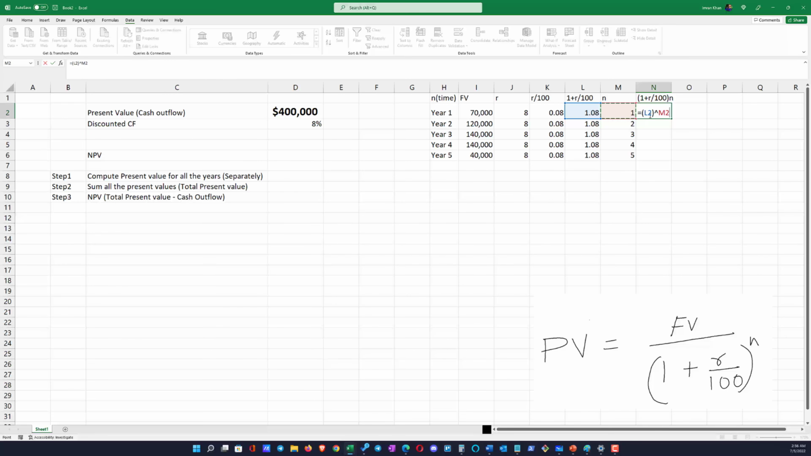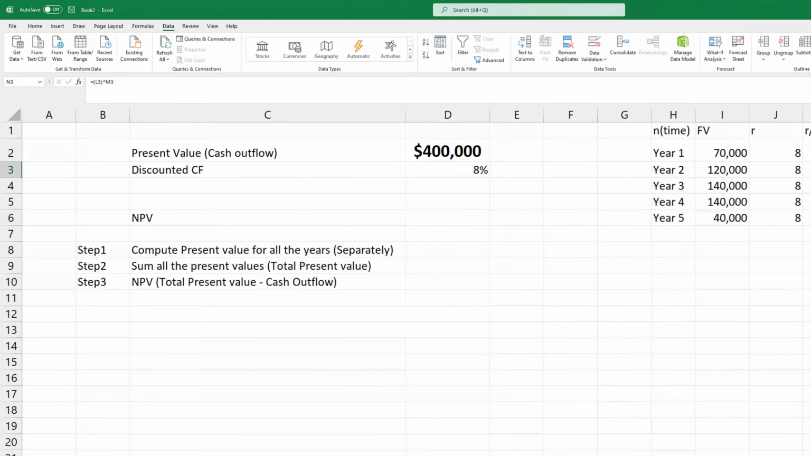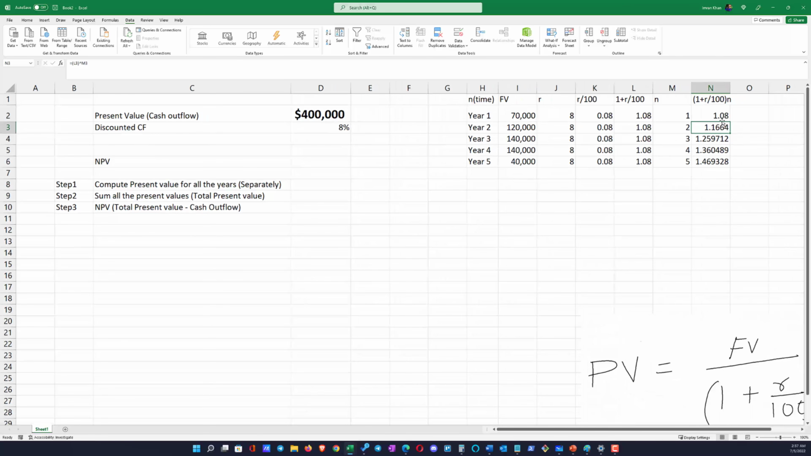So the first thing that we're doing here is selecting L2, which is 1 plus R by 100. This is the L2 cell. I'm giving the exponential symbol here, and then I'm selecting the year. So you get 1.08, because 1.08 to the power of 1 is the same number, 1.08. Now if I double click and drag it, you see it has computed. Now where do you find the numbers? You can find it here, right?